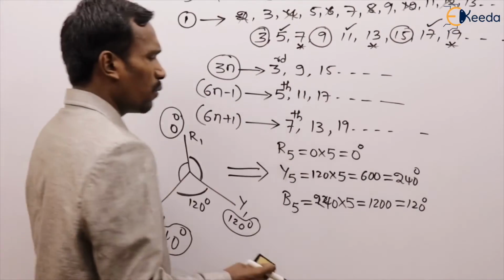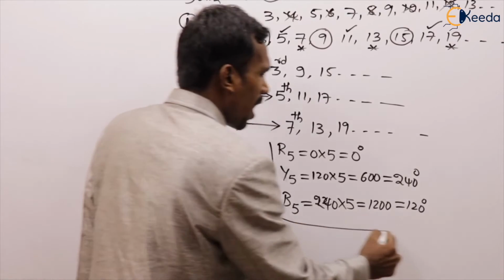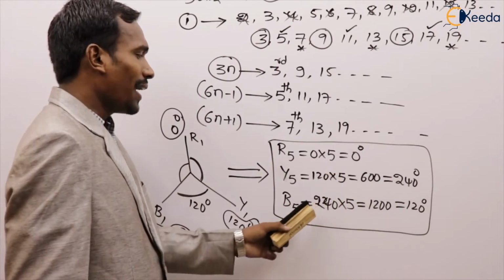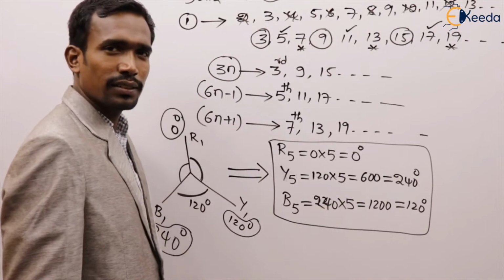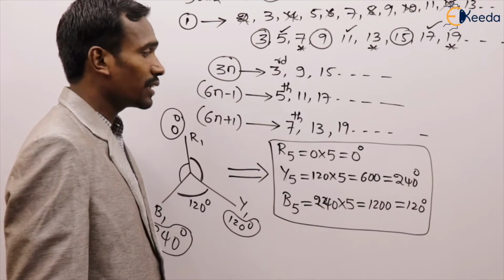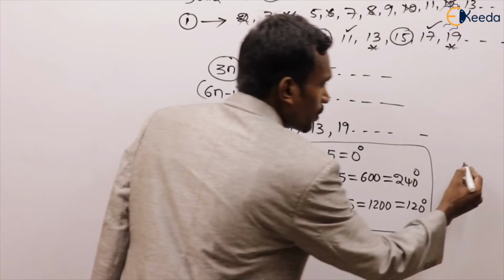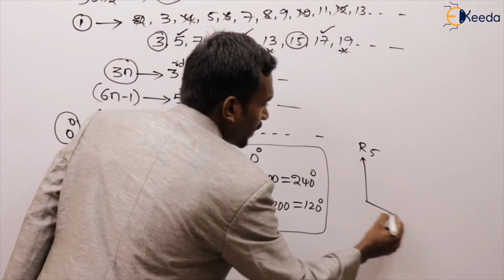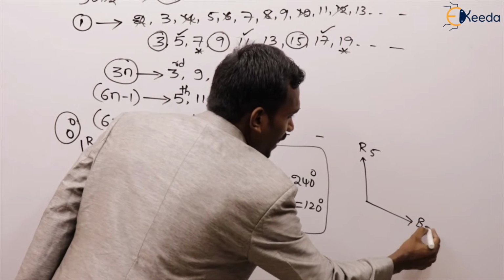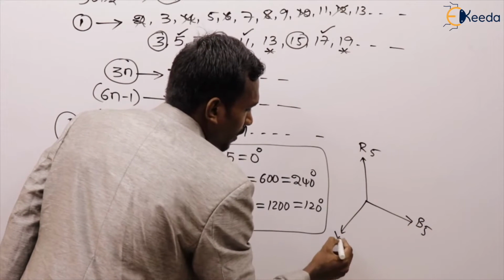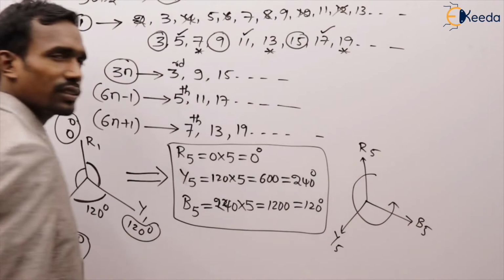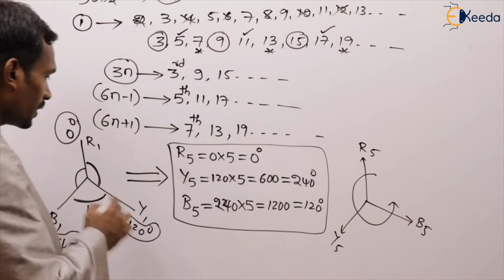What about this fifth group? R is at 0 degrees, Y is at 240 degrees, and B is at 120 degrees. This is my R5, this is my B5, and this is my Y5. Now the flow is like this. Actually, see here.